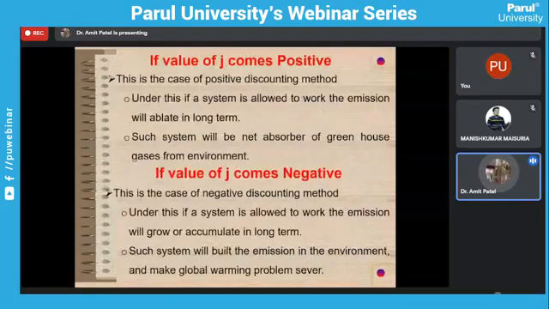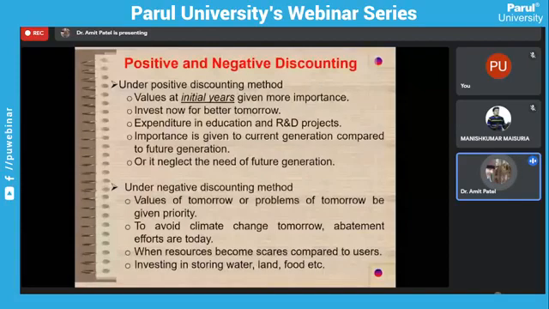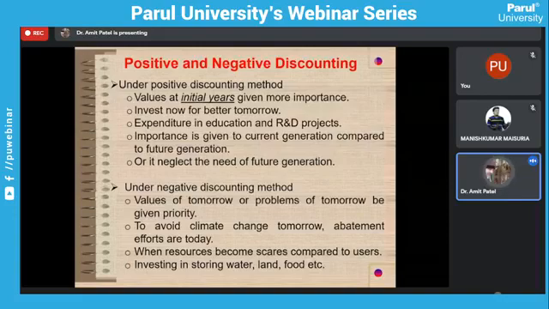There are some examples given here of what positive discounting is in real life. So you see, people are investing. Say our government is investing in creating a lot of IITs and a lot of research facilities. Then they assume that these investments will pay off in a long time, right? So these investments actually benefit in the long run. So this is considered a positive discounting.